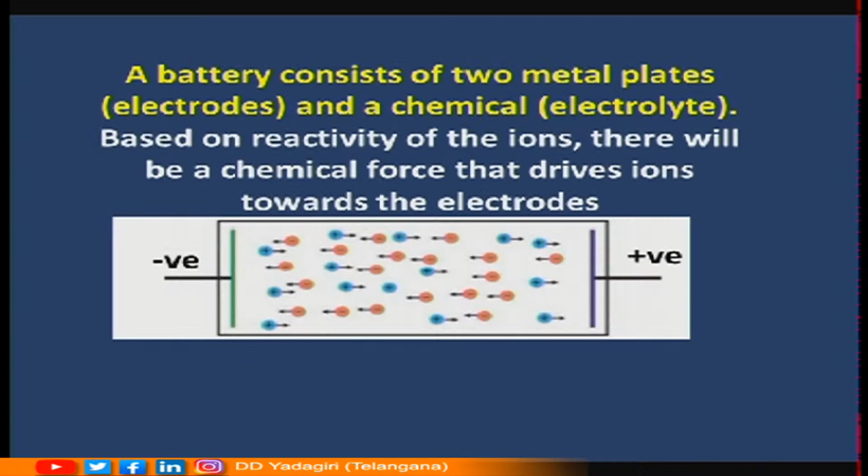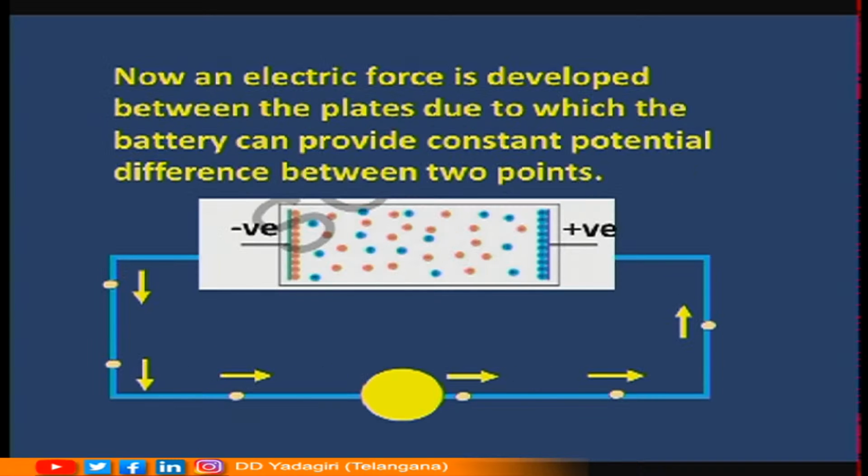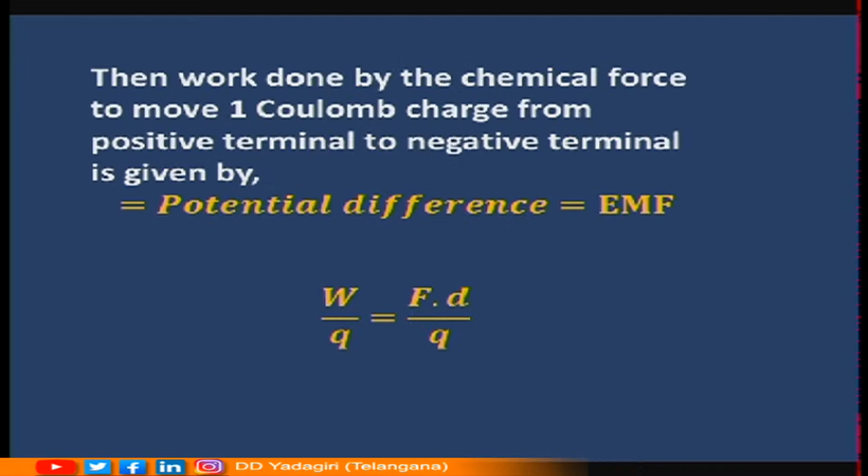A battery consists of two metal plates and a chemical which we call electrolyte. Based on the reactivity of the ions, there will be a chemical force that drives ions towards the electrodes, and with this the battery is able to maintain a constant potential difference. When we connect a conductor to a battery, the charged particles will start flowing in the wires, and thereby the appliance will work.